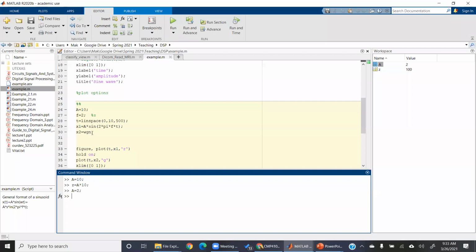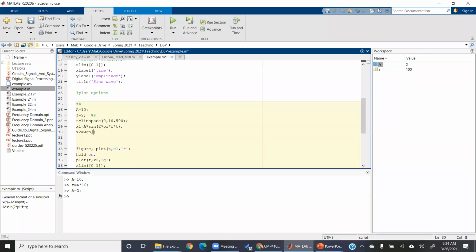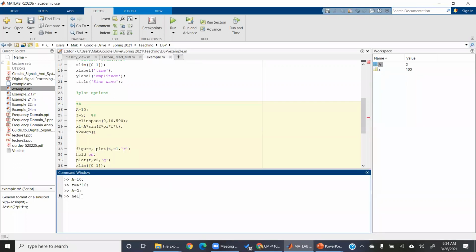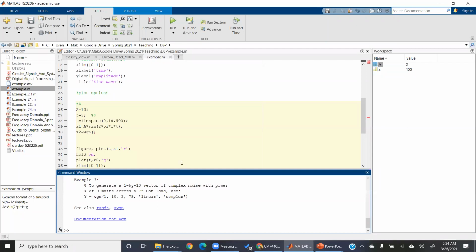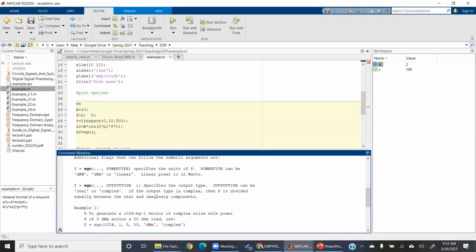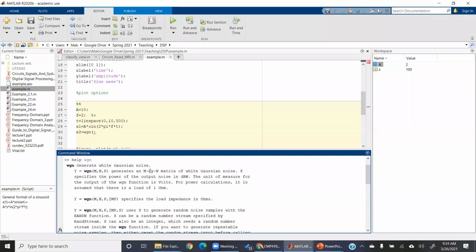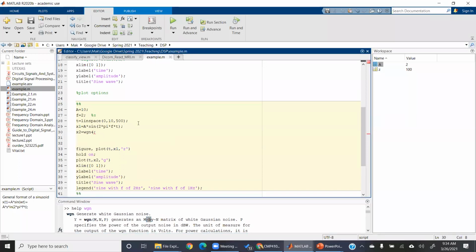So white Gaussian noise. Let me show you what that does. Help WGN. So generate an M by N matrix of white Gaussian noise. P specifies the power of the output noise. The unit measure for the output of that is watts. All right. So as simple as that. So M by N matrix. So since I want a vector, it means I'll put here 1.